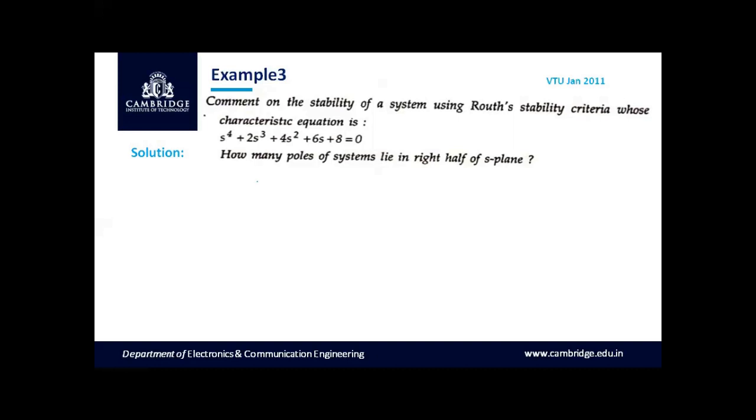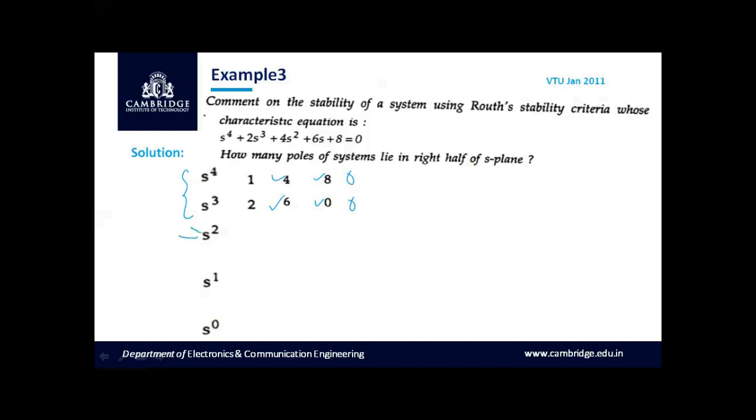So the first step is to generate the Routh array. Let me arrange the coefficient first starting from s power 4, s cube, s square, s to the power 1 and s naught. And let us fill up the first two rows. The coefficient of s power 4 is 1 and s cube is 2. Then s square is 4 and s is 6. And then we have a constant 8 and we can make the rest of the term to be a 0.